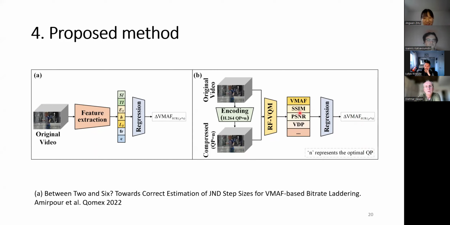Yeah, you could also compute the VMAF and SSIM for more QP parameters, maybe for all of them, and then you would have maybe a better regression, a better result. Or did you try that? Yes, we tried that actually. We first tried one compressed video, and then we tried two, and we see that the performance is not that much improved, but then we need to compress twice. So here we decide to use just the one optimal QP.